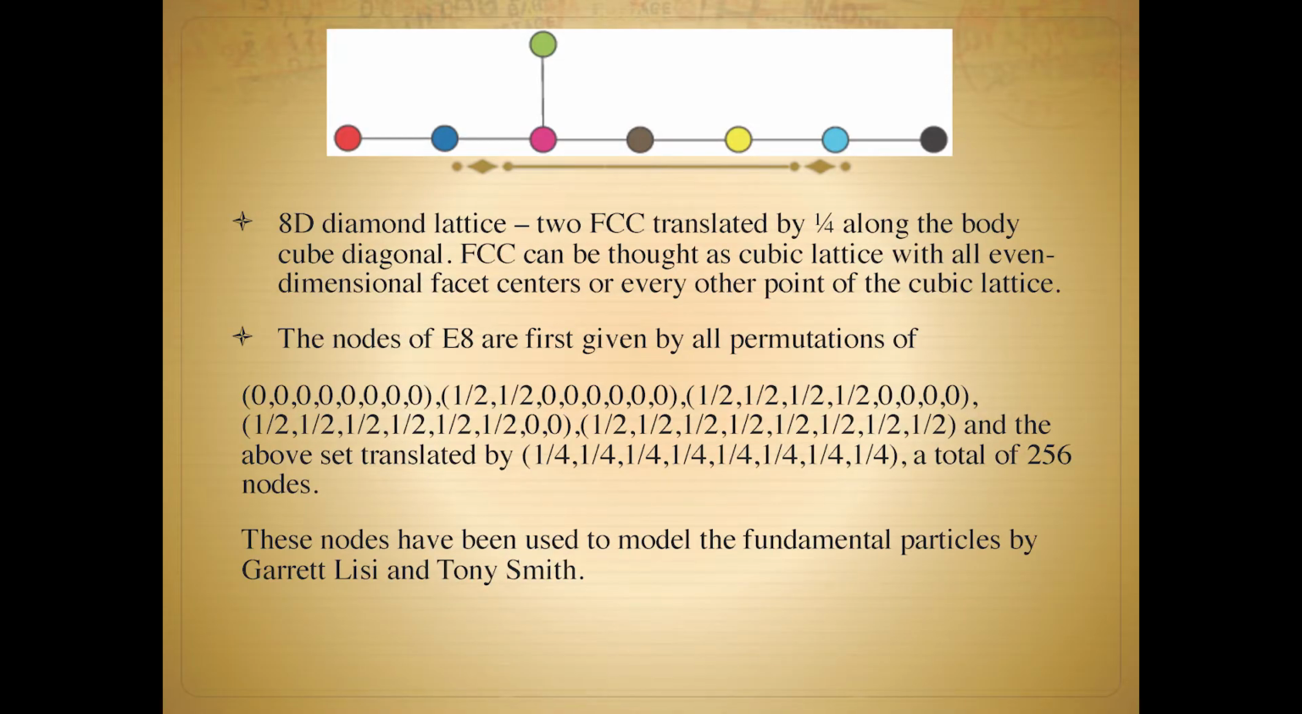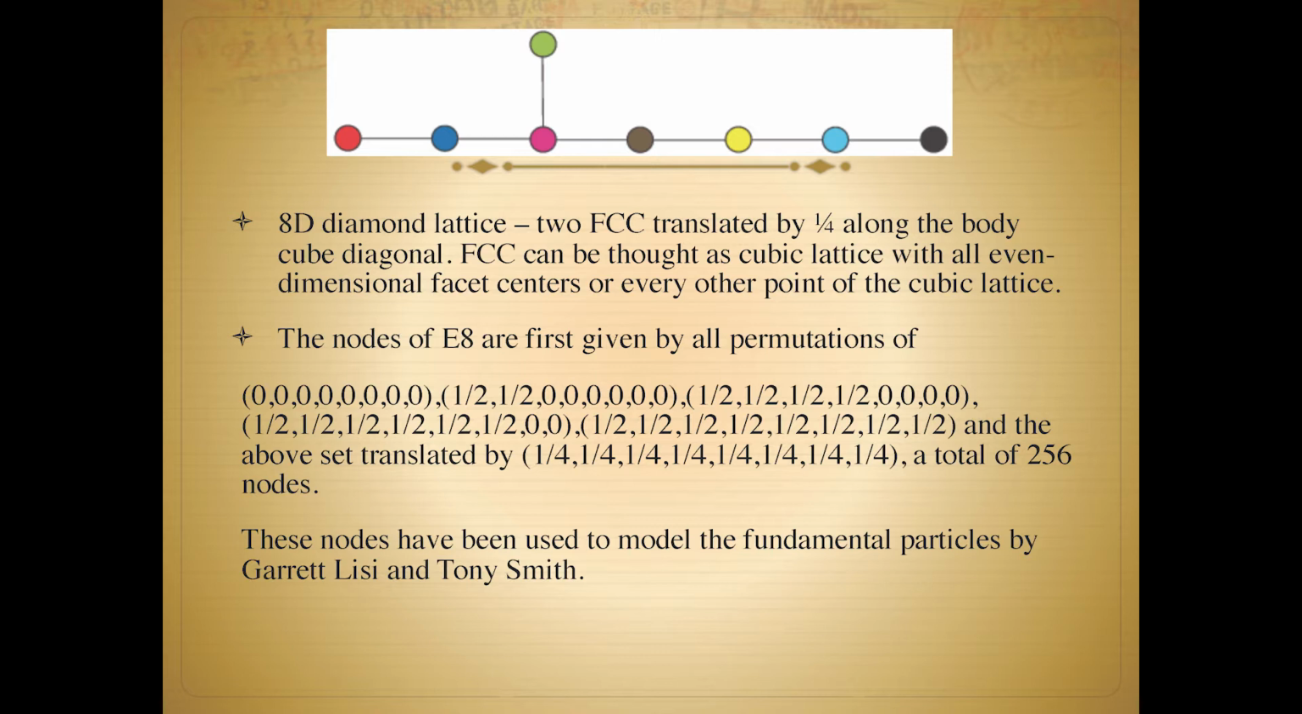Okay, that's the Coxeter-Dynkin diagram of E8. And so E8 is an 8-dimensional diamond lattice, which means it's 2 sets of FCC translated by 1/4 along the body diagonal direction. And FCC can be thought of as the cubic lattice with all even-dimensional facet centers. Just decorate the even-dimensional facet centers of the Z lattice, or every other point of the cubic lattice.